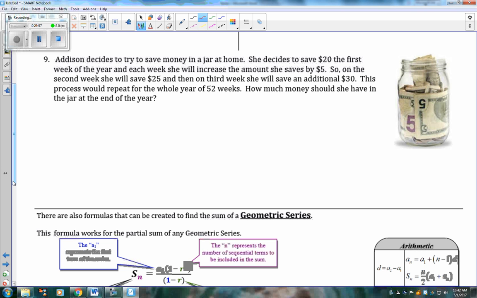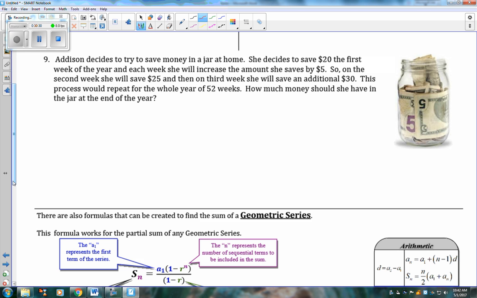Alright, number 9. It says, Addison decides to try to save money in a jar at home. She decides to save $20 on her first week of the year. And each week she will increase the amount of money she saves by $5. So on the second week she will save $25, and on the third week she will save an additional $30. This process would repeat for the whole year of 52 weeks. How much money would she have in the jar at the end of the year?